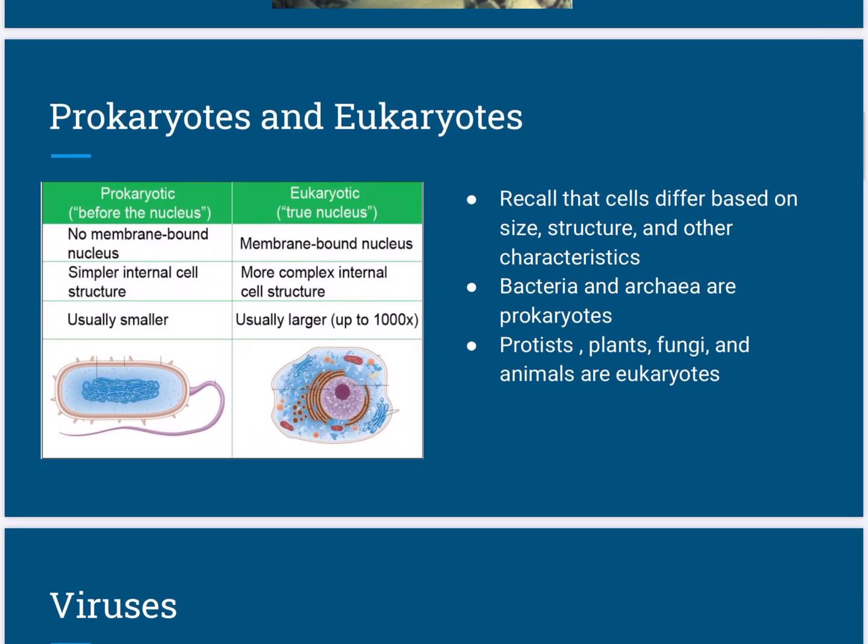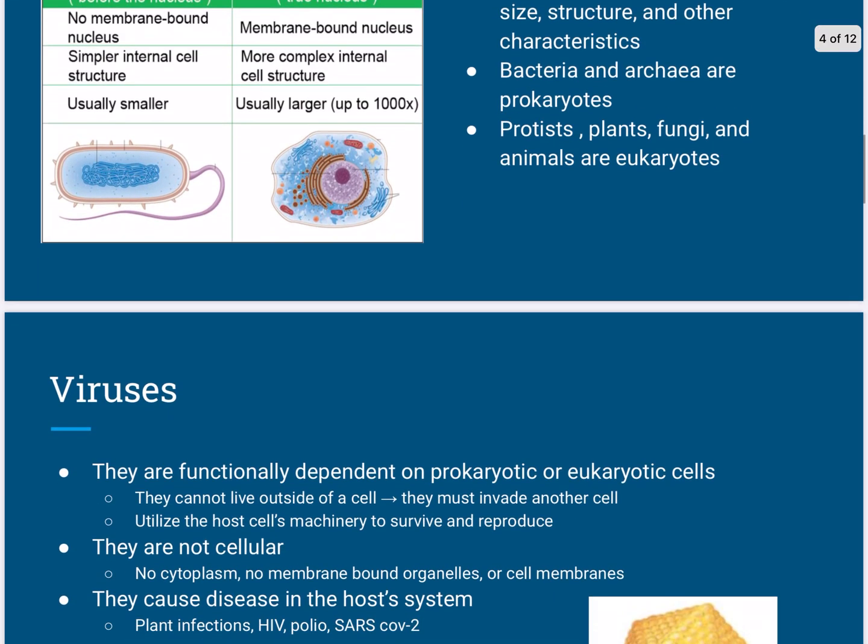Just a recall on prokaryotic cells versus eukaryotic cells. They differ a lot in their size and structure and a lot of other characteristics. Bacteria and archaea are prokaryotes. They are not membrane bound. They're very simply structured, very small. Protists, plants, fungi, and animals are eukaryotes. They're membrane bound, complex, and 1,000 times larger than their prokaryotic neighbors.